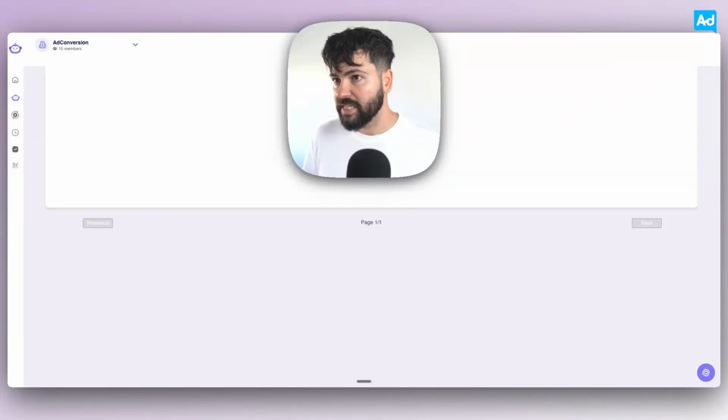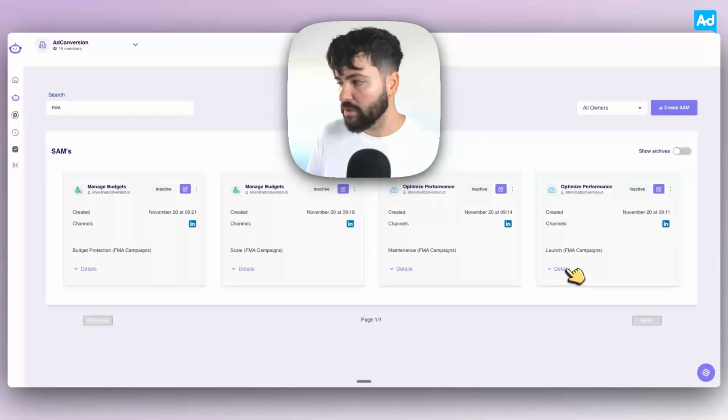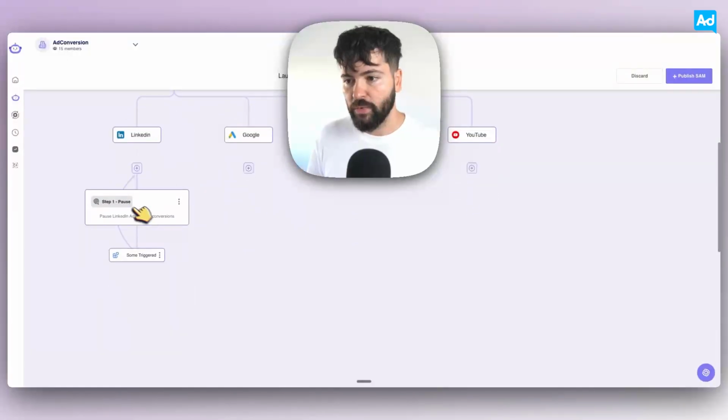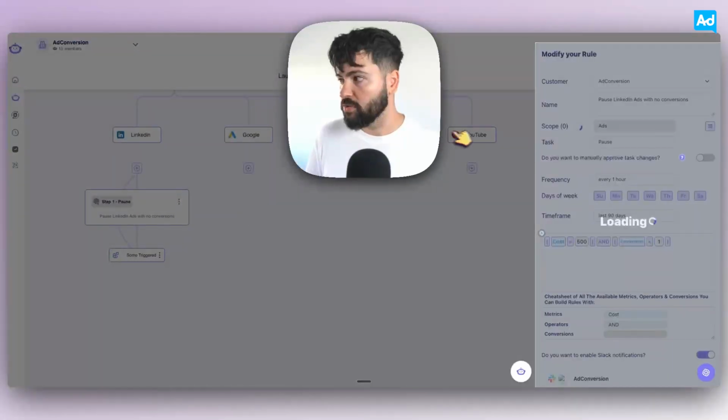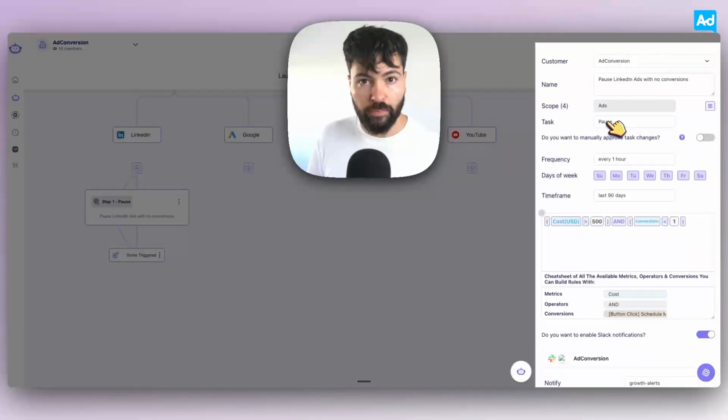And now for the other SAMs that I talked about around the launch, the maintenance, and the scale phase, I want to just quickly show you what that looks like here. So for the launch one, we have one step that is looping once some of the ads have been triggered, and it's going to pause those ads with no conversions. So just to show you what that looks like here in practice, it looks like this. So in this case, I've got my 4 campaigns selected. I've got the condition to pause the ads.